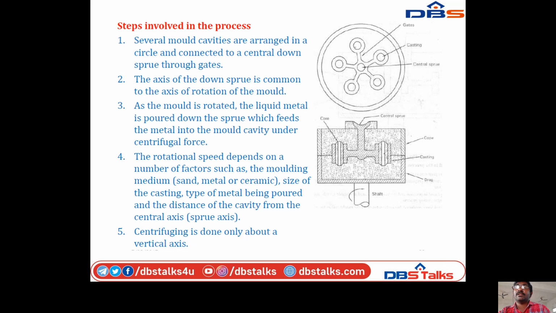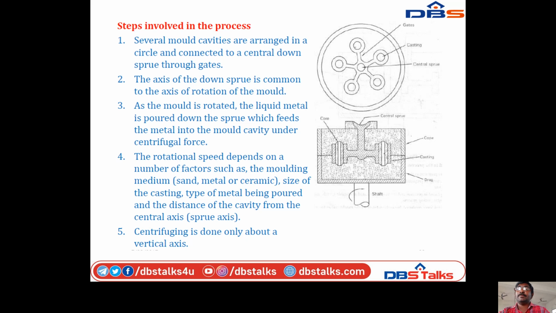Steps involved in the process. Several mold cavities are arranged in a circle or connected to a central downsprue through gates. The axis of the downsprue is common to the axis of rotation of the mold. As the mold is rotated, the liquid metal is poured down the sprue, which feeds the melt into the mold cavity under centrifugal force.